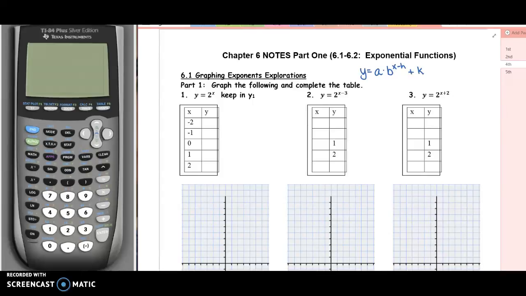On your graphing calculator, I'd like you to enter number 1 into y1. So turn your graphing calculator on, and whatever is in your y equals button, you'll want to clear it out.